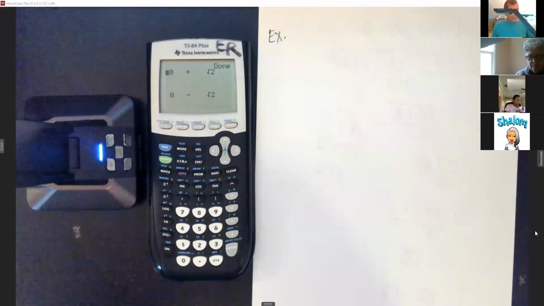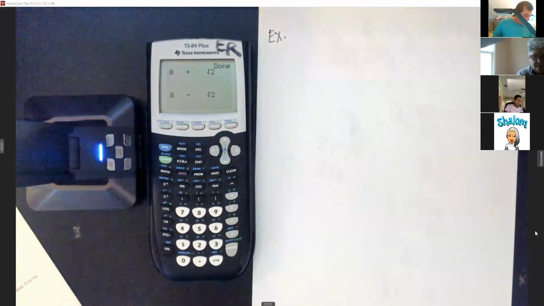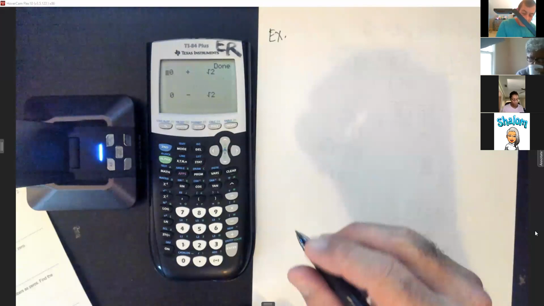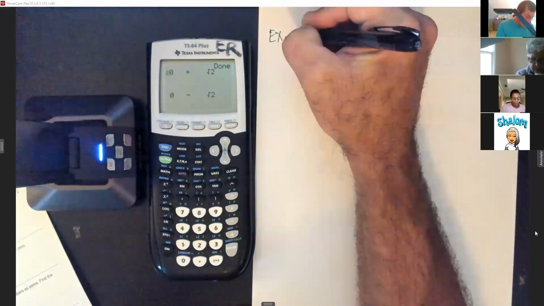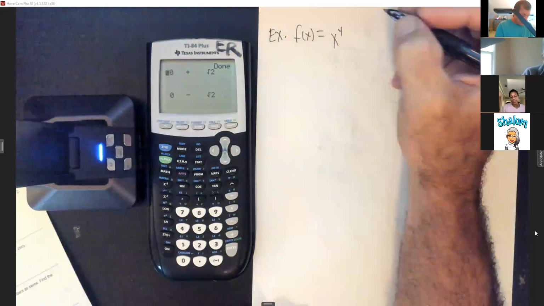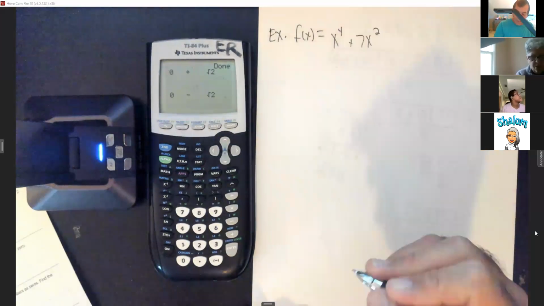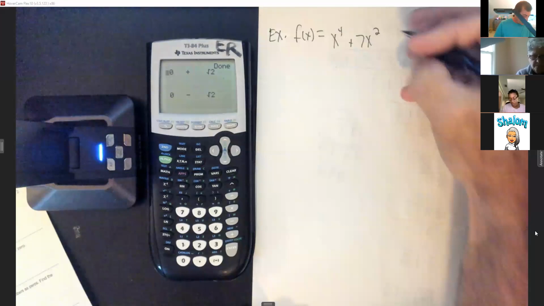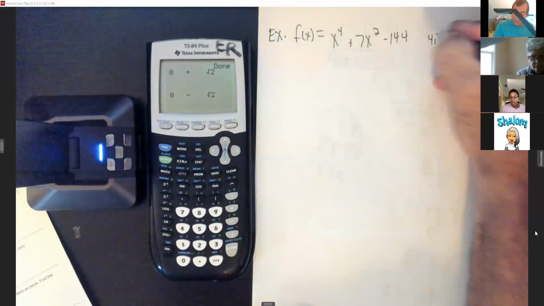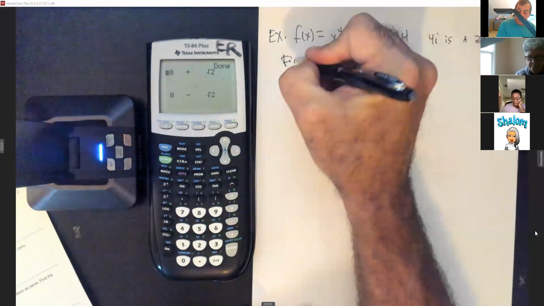Well, that one had 3 zeros. The next one's going to have 4 zeros. So, they're giving us f of x equals x to the 4th plus 7x squared minus 144. They're telling me 4i is a 0. Find the other zeros.